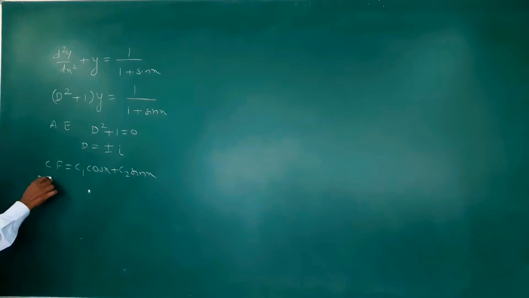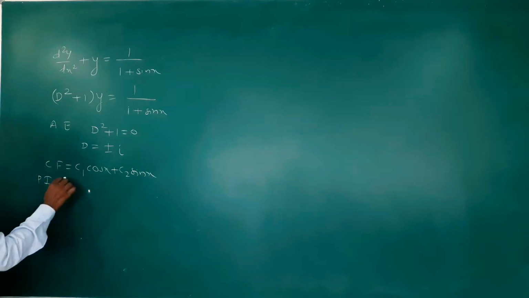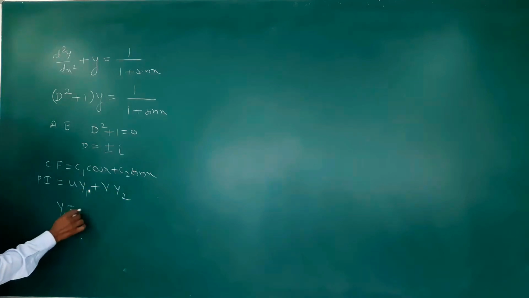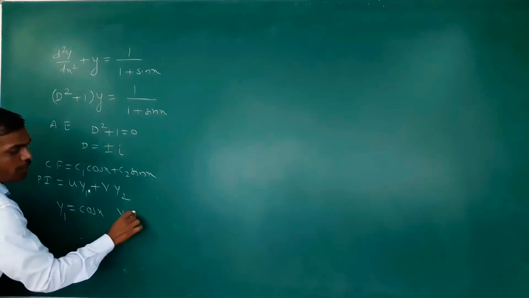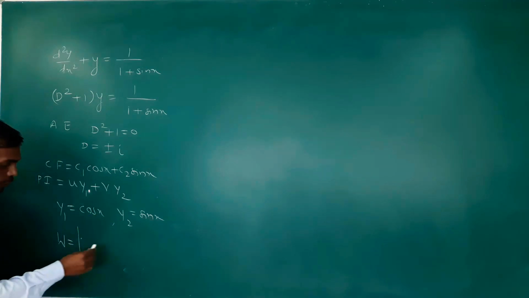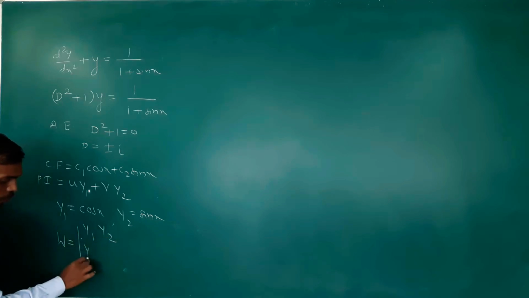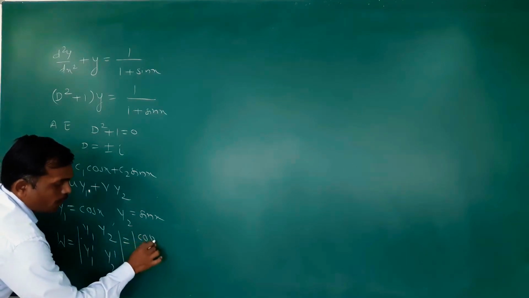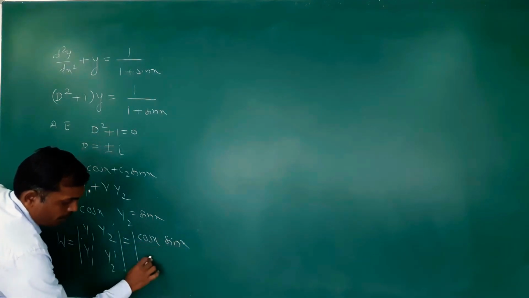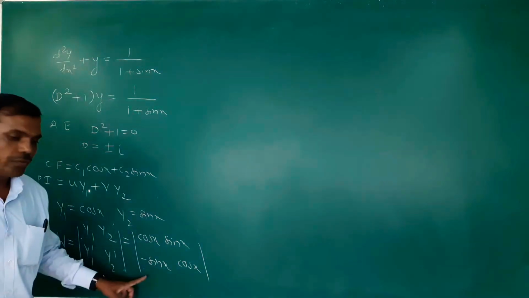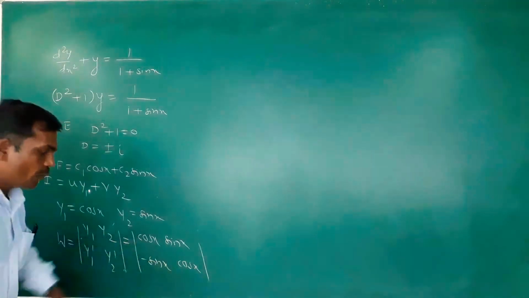Clearly, so I can get the particular integral. PI is equal to u y1 plus v y2. So what is my y1? y1 is cos x, y2 is sin x. So find the Wronskian W. W is equal to the determinant of y1, y2, y1 dash, y2 dash, which is cos x, sin x, minus sin x, cos x. Derivative of cos x is minus sin x, derivative of sin x is cos x. And you can solve it.